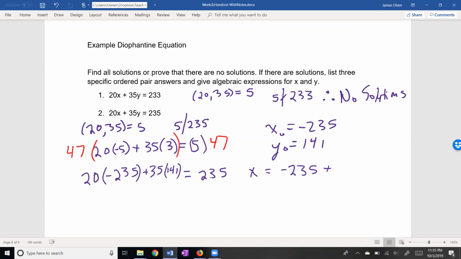B over D. B is 35. D is 5t. I'm going to simplify that in just a minute. Y is y naught, which is 141, minus a over d. A is 20 over 5t. Now let's simplify this.